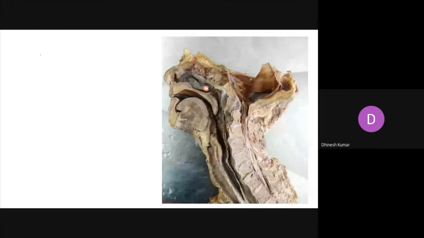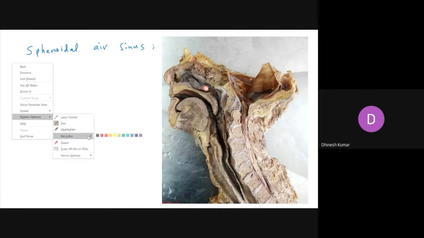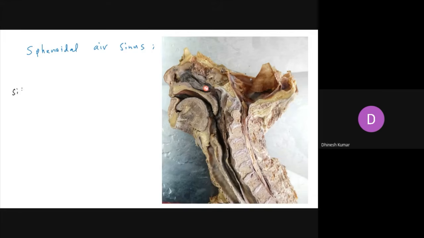Fine. Now coming to the last spotter question. Any idea about the structure pinned or probed here? Yes, the probed structure is sphenoidal air sinus. Sphenoidal sinus or sphenoidal air sinus. And the possible subquestion for the sphenoidal air sinus is, what is the site of opening of sphenoidal air sinus?